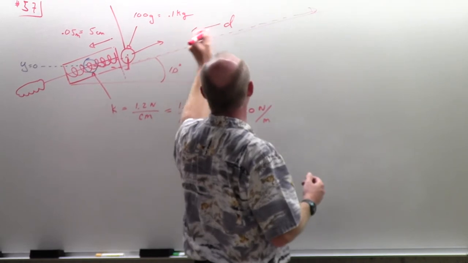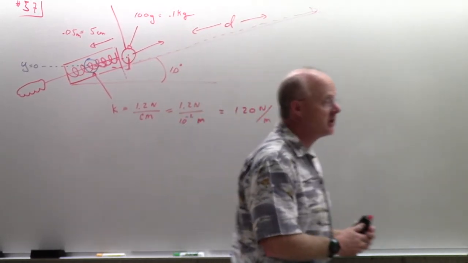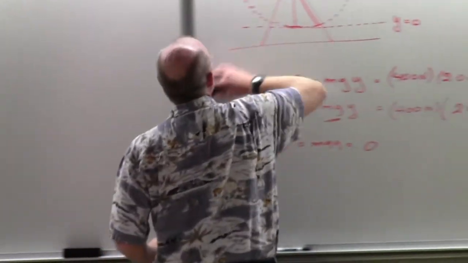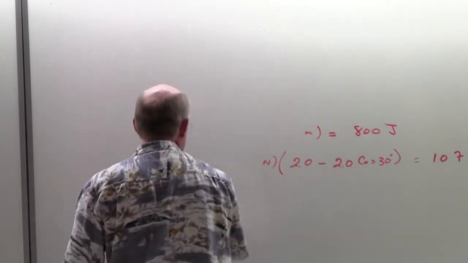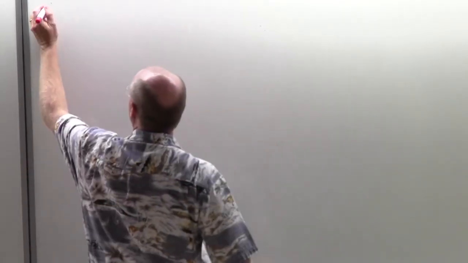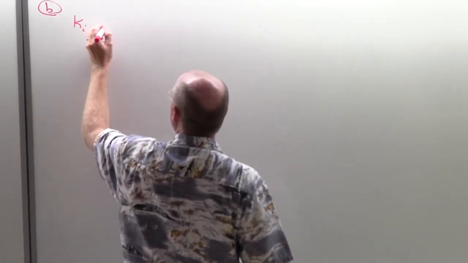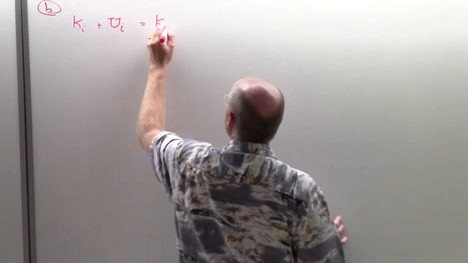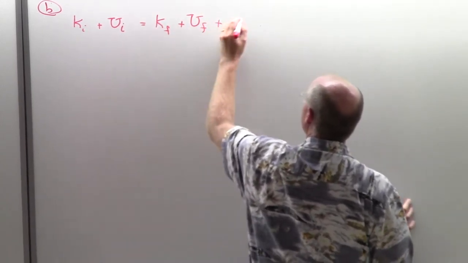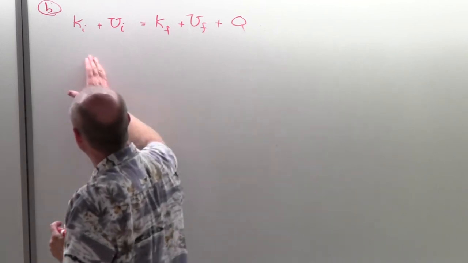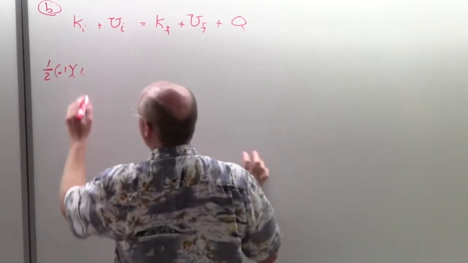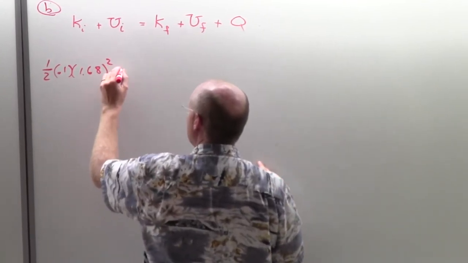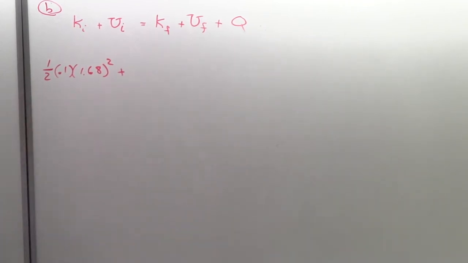So let's call this distance D here. And so we'll add to this problem. But again, you hopefully will see the same idea in terms of energy. Now the ball has some speed, and I'll call this part B. If I say initial kinetic plus initial potential equals final kinetic plus final potential plus Q, what I will have back here is 1/2 times 0.1 times the speed of 1.68 meters per second squared. That is, based on this speed, the kinetic energy it has now.